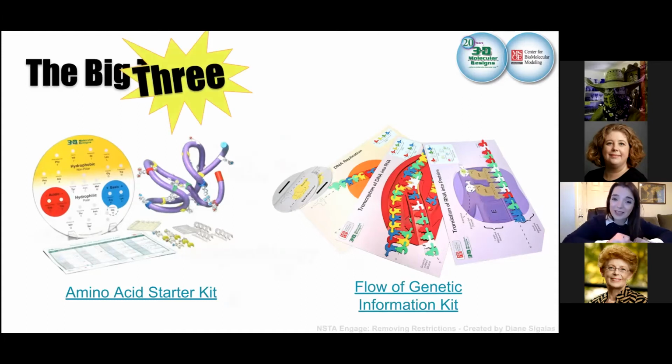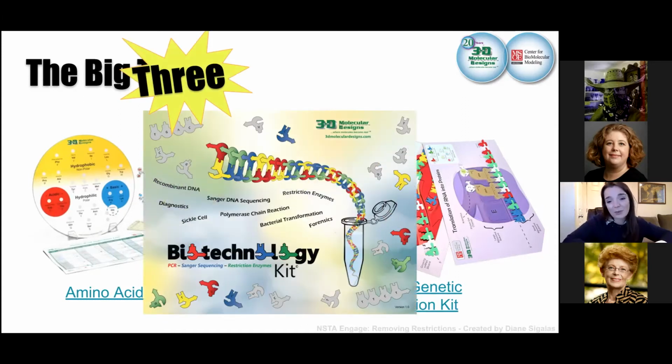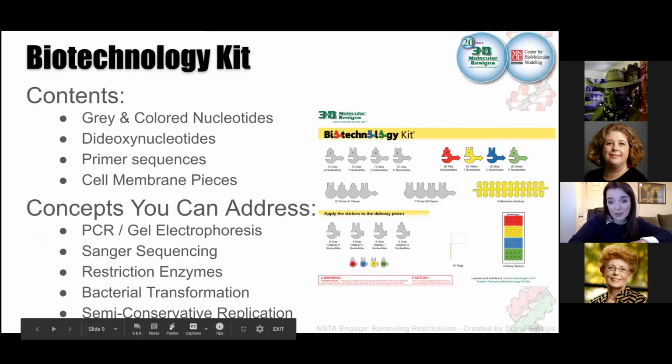But what I would like to introduce you to today is the biotechnology kit, which is, I would say, their big three. So we're all watching This Is Us and the Pearsons, and they have their triplets, but this is our big three, and it's amazing because it allows you to do 5 different concepts, one of which is restriction enzymes that we're going to be covering today.